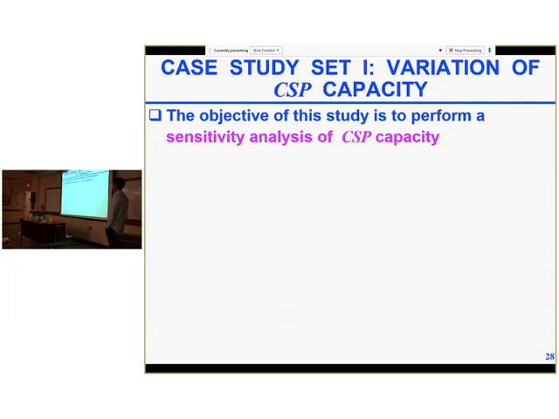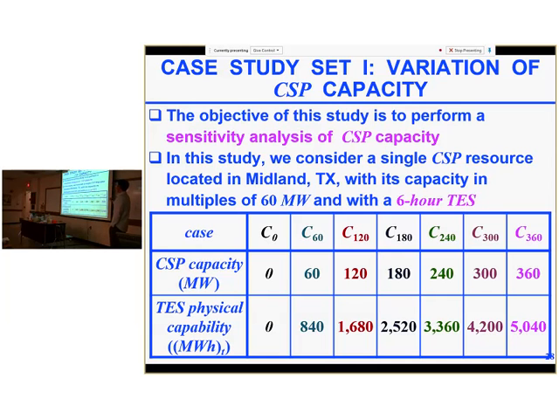In the first case study, we perform a sensitivity analysis of the CSP capacity. We consider a single CSP resource located in Midland, Texas, with its capacity in multiples of 60 megawatts and 6-hour thermal energy storage. Here I'm going to explain why we use hours and megawatt hours to describe the capabilities.